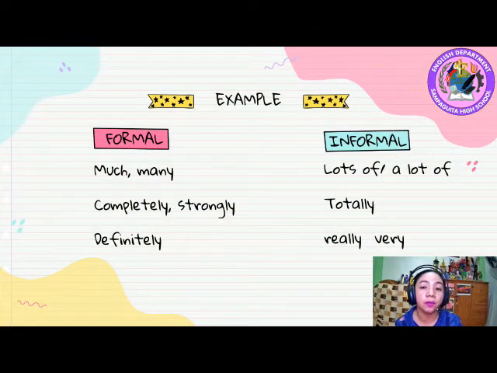So what are the examples of the formal and informal? Under the formal, we can say much or many. For the informal, you can just say lots of or a lot of. Another, for the formal, we can say completely and strongly. For the informal, we can use totally. And for the formal, we can use definitely, while in the informal, we can use really and very.